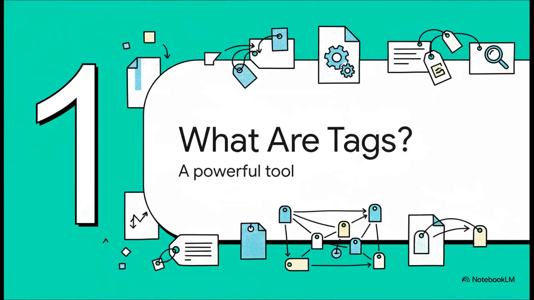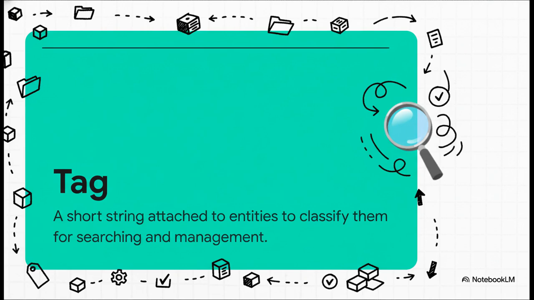Okay, first things first. What exactly is a tag? Let's break this whole thing down right from the very beginning. So, at its most basic level, a tag is just a label. Think of it like a little keyword, a short string of text that you can stick onto any of your data entities. And the whole point? It's all about helping you classify, find, and manage your stuff way, way more effectively.